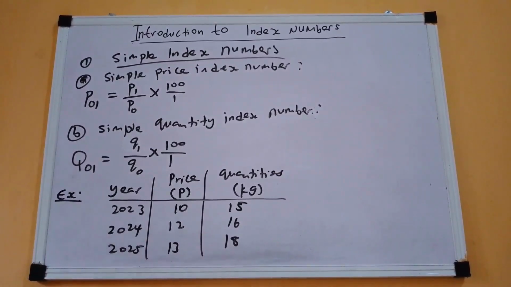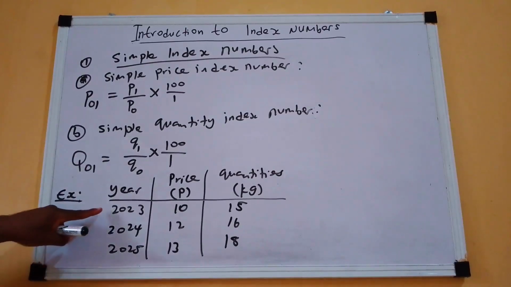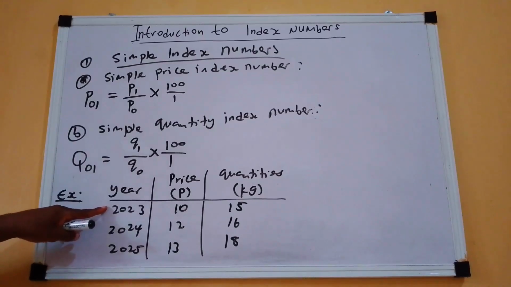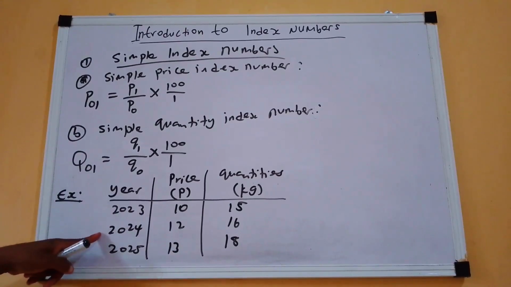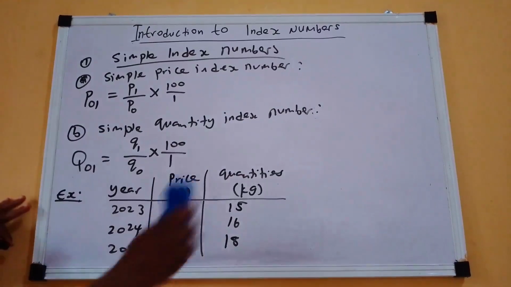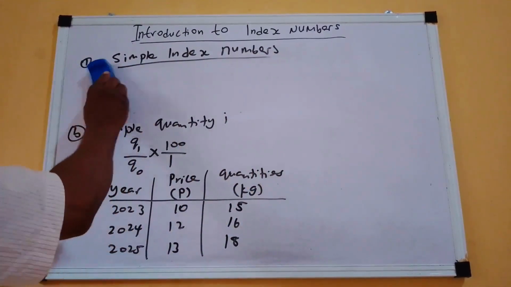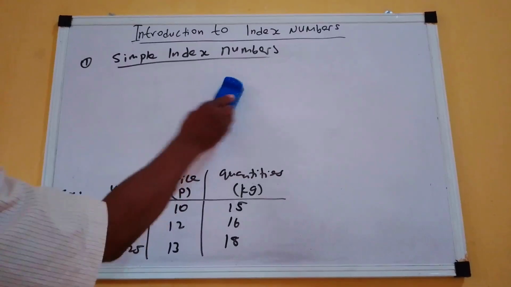So you can see from here we can study the simple price index number between the year 2023 and 2024. We can also study the simple price index number between the year 2024 and 2025. We can also study the simple quantity index number for those particular years. Now, permit me to go into the calculation. For the simple price index, the base year is 2023, and for the current year you can take 2024 or 2025. So permit me to go into the calculation so that you will understand this better.